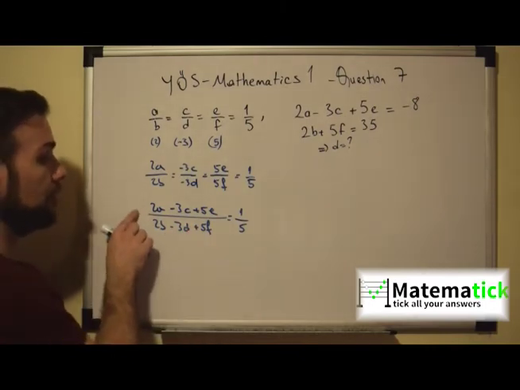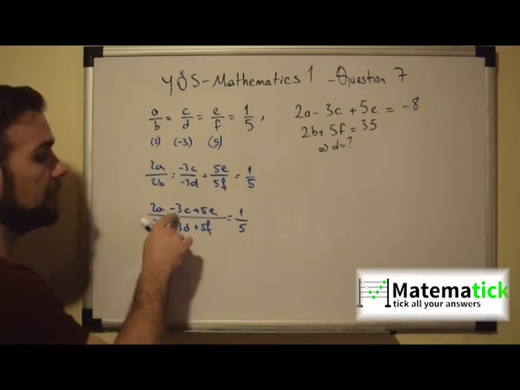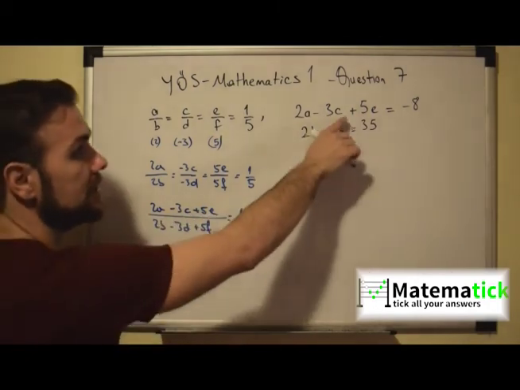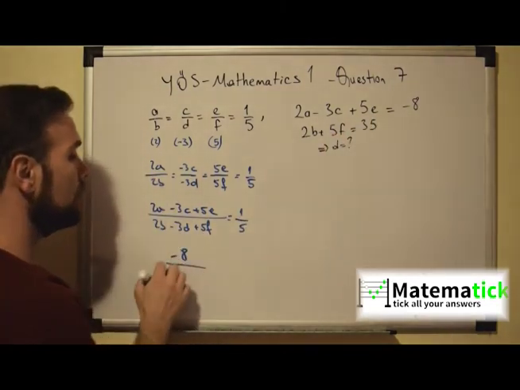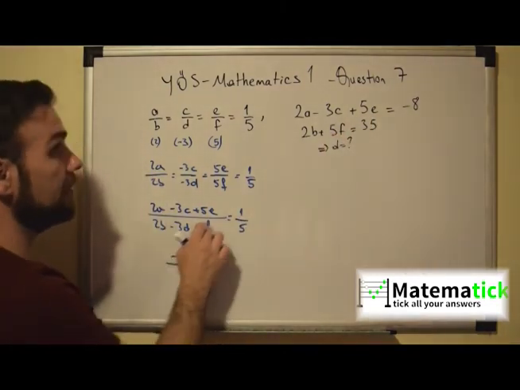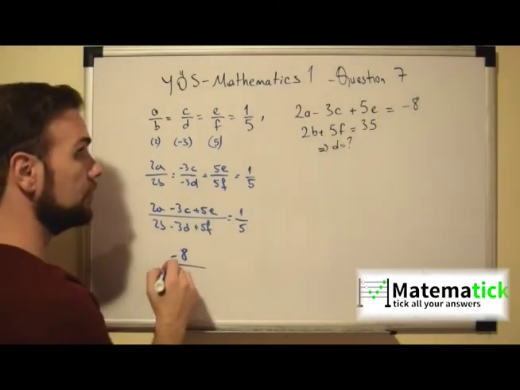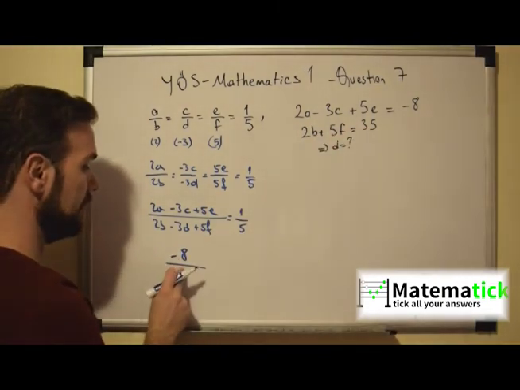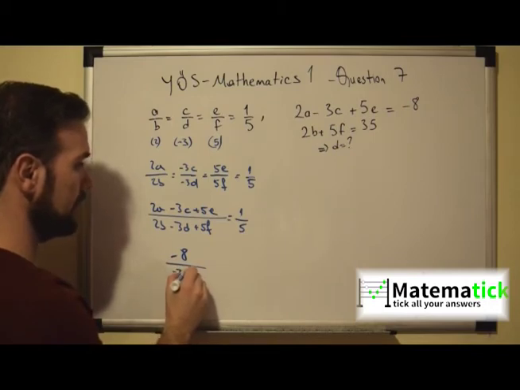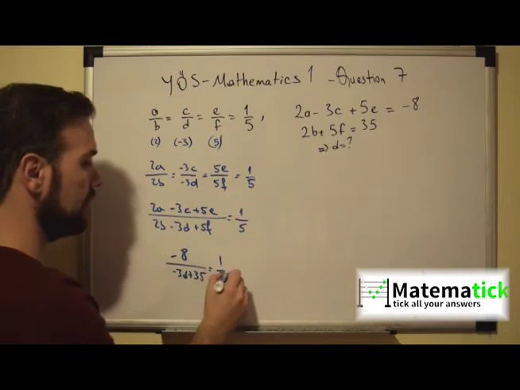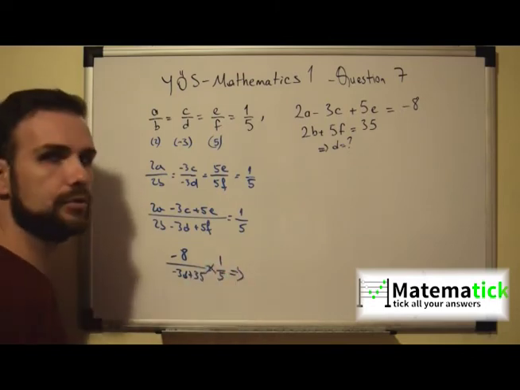So now using this rule we have been able to simplify the work as much as it could get. So what do we have as a numerator? We have 2a minus 3c plus 5e, which is the same value that we have here, so that will be equal to minus 8 over 2b plus 5f. 2b plus 5f is equal to 35, so we have minus 3d plus 35, which is equal to 1 over 5, and all we have to do now is cross multiply.